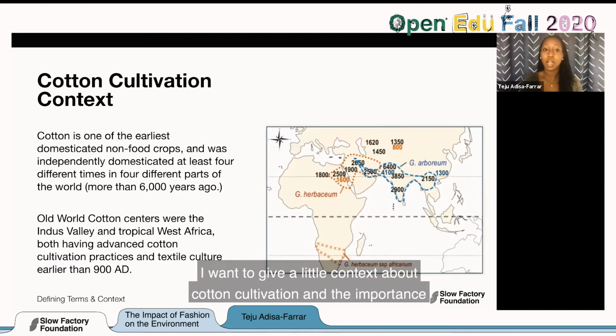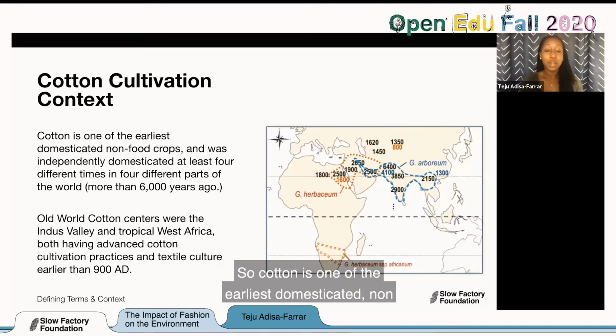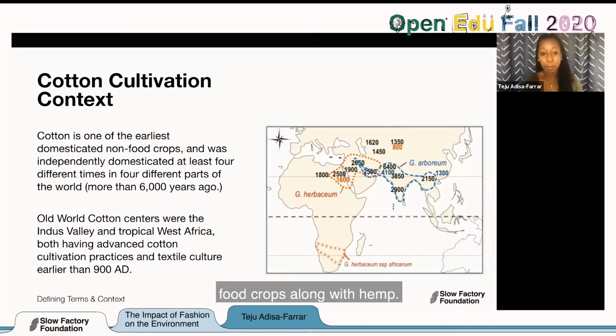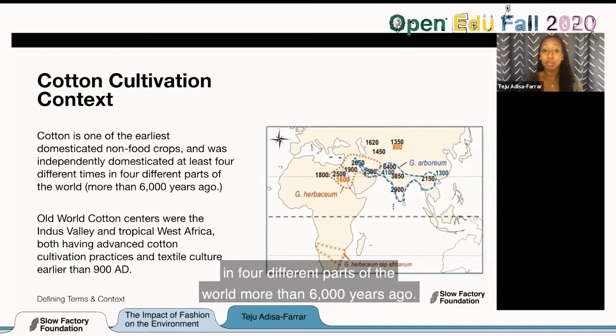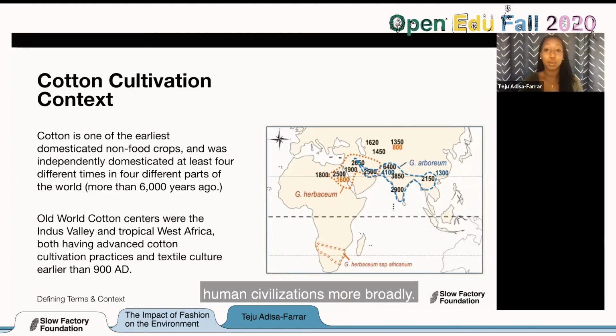I want to give a little context about cotton cultivation and the importance of cotton as a fiber and as really a foundational aspect of the US economy. So cotton is one of the earliest domesticated non-food crops, along with hemp, and was independently domesticated at least 4 different times in 4 different parts of the world more than 6,000 years ago. So it's an incredibly old domesticated cultivated crop for human civilizations more broadly.